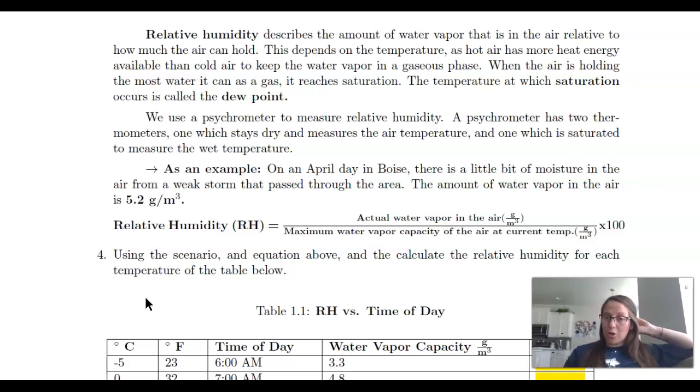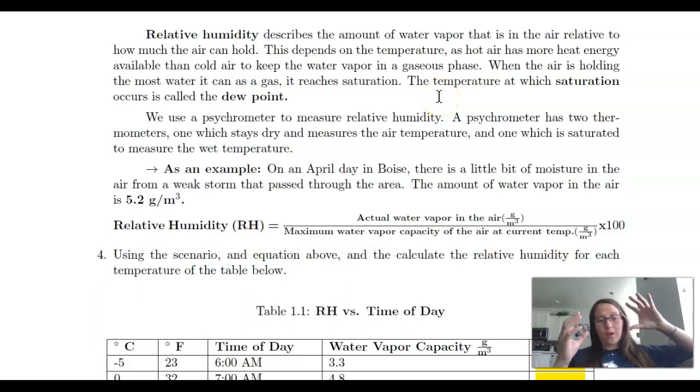So the temperature at which saturation occurs is called the dew point. Okay, so dew point is when you reach saturation, which in itself means that the air can no longer hold the water as a gas. There's just too much of it, too many particles, and so then it will turn into either liquid or solid water, no longer gas. That's when you reach saturation, and that is what we call the dew point. Okay?